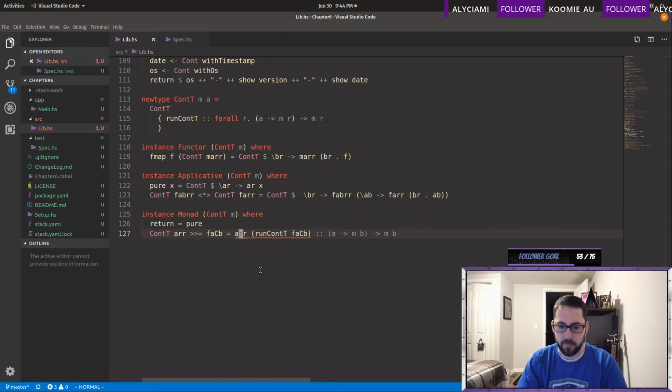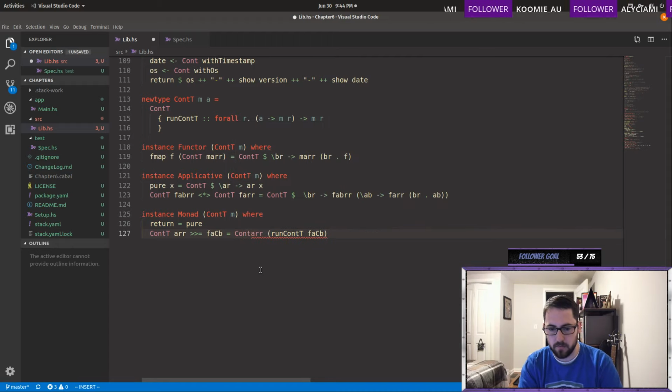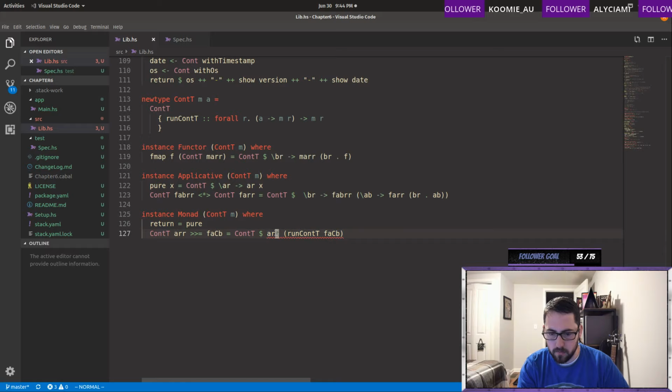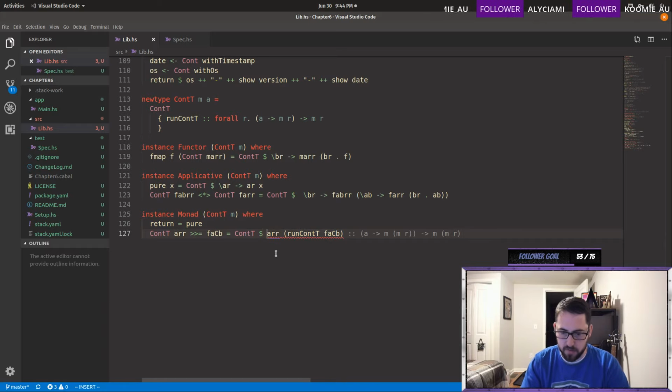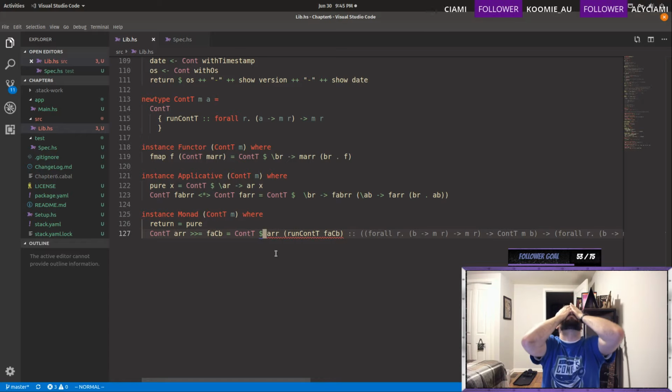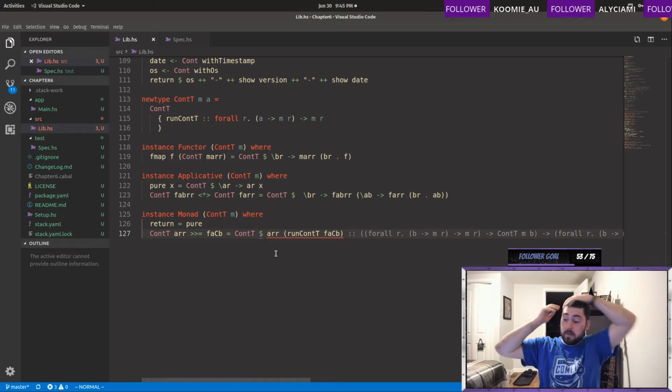Then if I wrap this in ContT, doesn't work? Do I need to apply this to something? I can't think right now, guys. I'm just bad at this, I think.